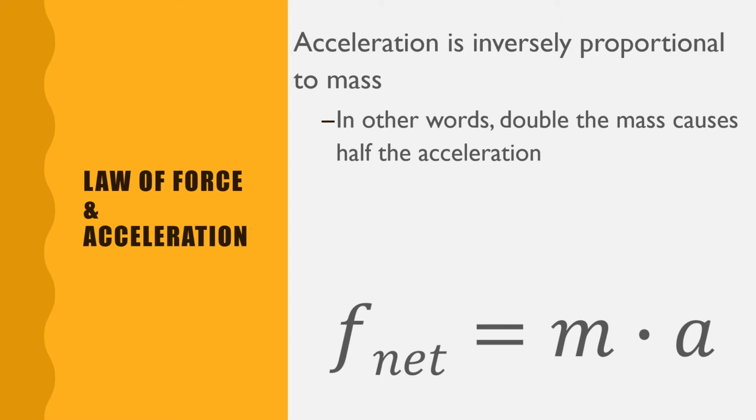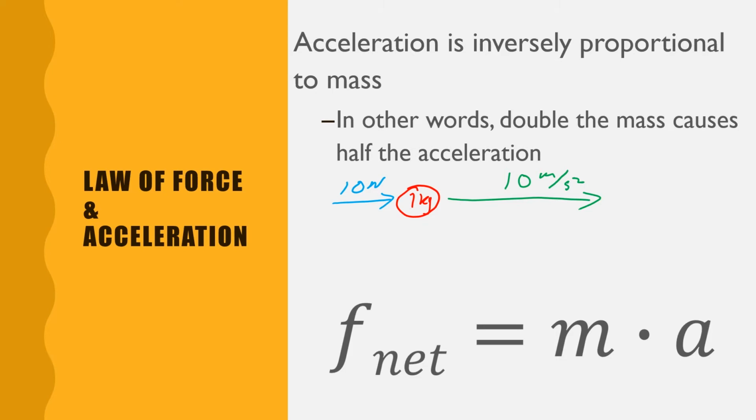Let's break down another part of that long explanation at the beginning. Acceleration is inversely proportional to the mass. In other words, if I double the mass, it causes half the acceleration. So we're going to take that 1 kilogram ball again and do the same thing. I'm going to push this ball with 10 newtons of force, and my acceleration is 10 meters per second squared.